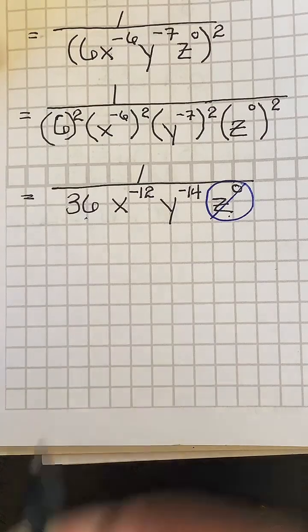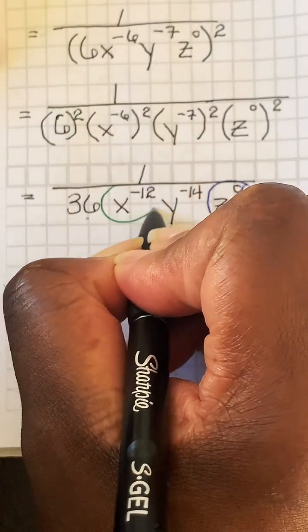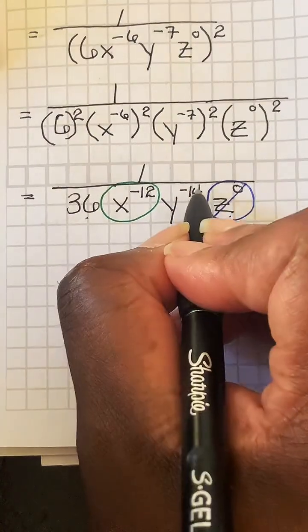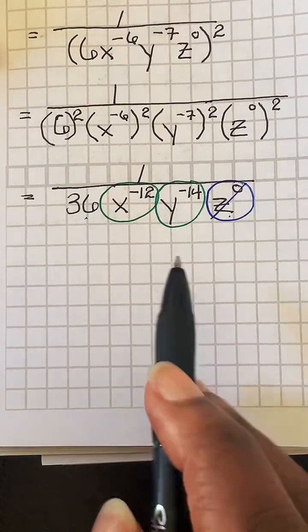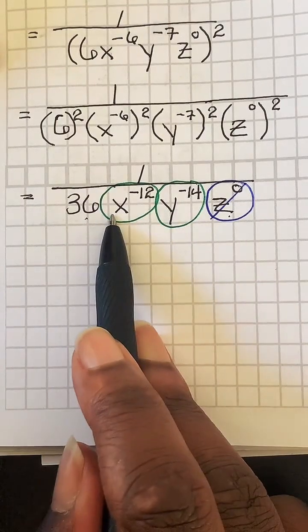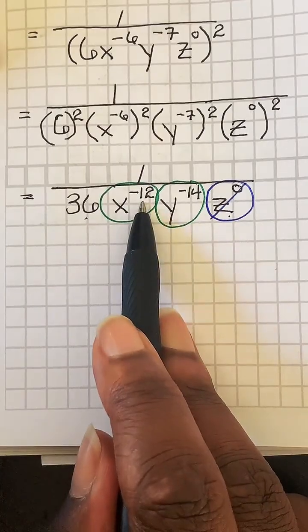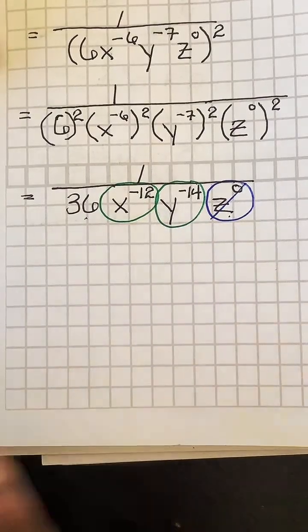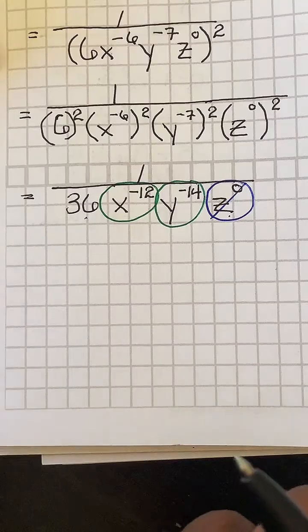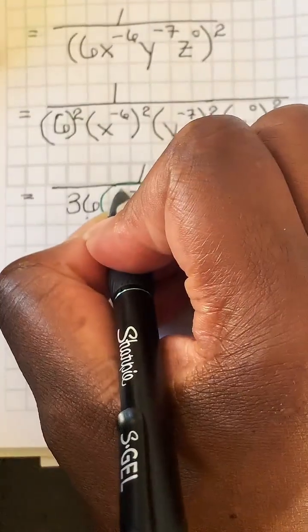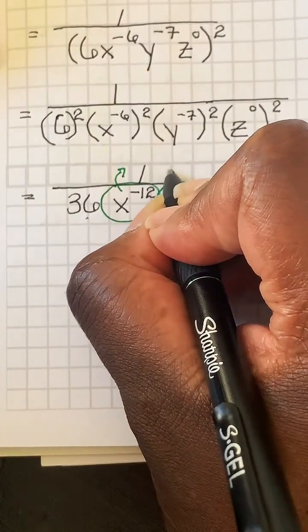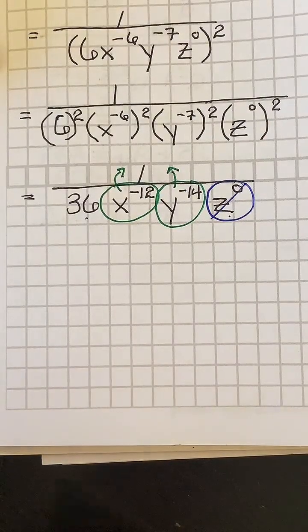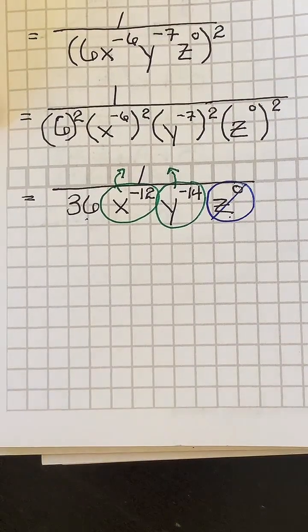But here, x raised to the negative 12th, and y raised to the negative 14th, one, we can't combine them because they don't have the same bases, and two, they have negative exponents. So in order for them to translate into a positive exponent, we need to bring them up with the 1 in the numerator. That's how you make them into a positive exponent.